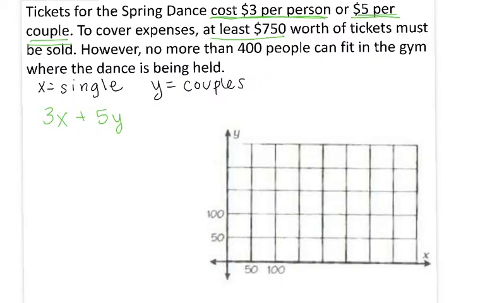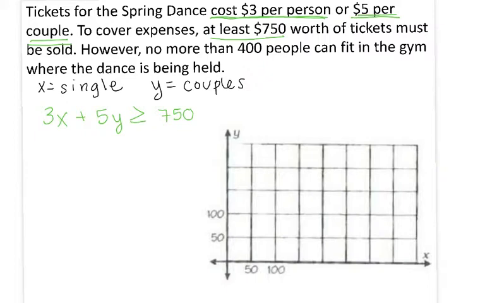And we need to sell at least $750 worth of tickets. So we know there's going to be some relation with 750. And if we need to sell at least $750 worth of tickets, what we sell needs to be greater than or equal to 750 to cover our expenses. And that covers the first part.